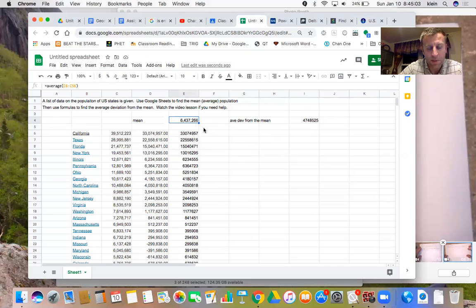Okay, which means the states are pretty spread out, right? Some states are very small and some are very big. There's some far below the mean, some far above. That's why this number is so big. All right.